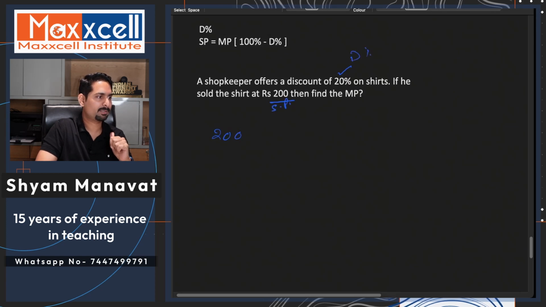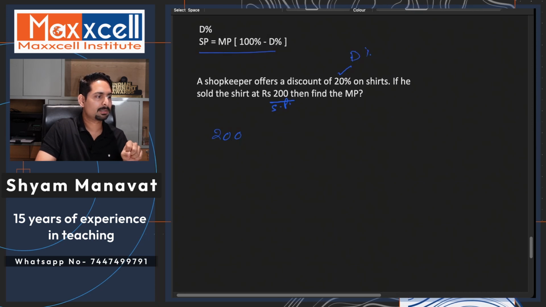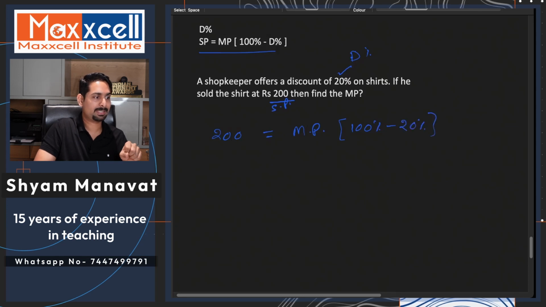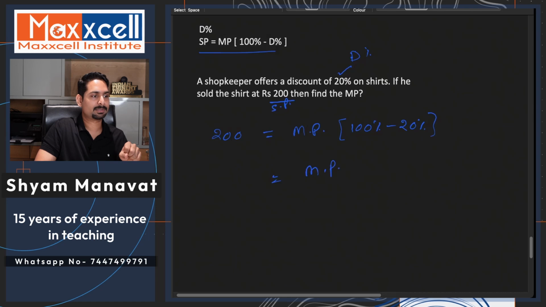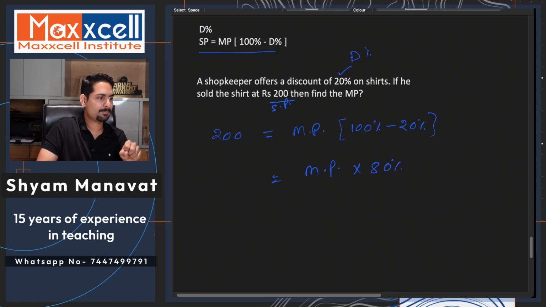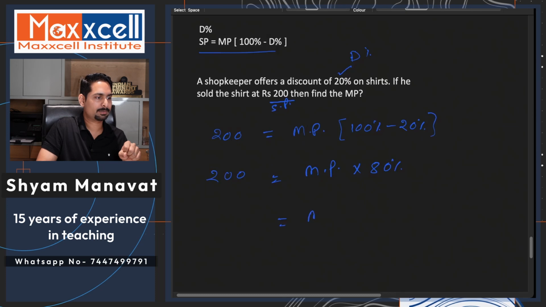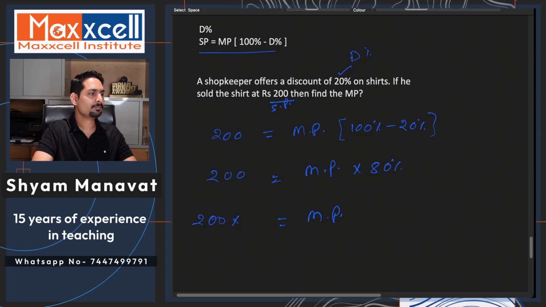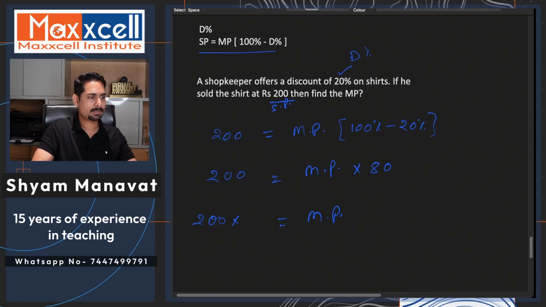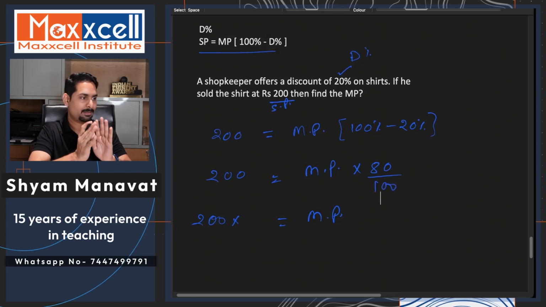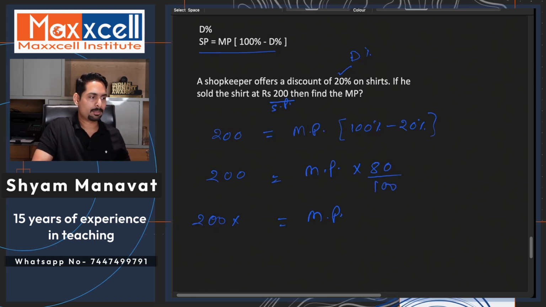Okay. You have the formula in front of you. Replace the values here. Mark price you need to find out. 100% minus discount percent. So 100% minus 20% gives you how much? 80%. So you can write 80% directly. Okay. Now to calculate the mark price, you got 200 into what? 200 into, if I remove the percentage sign, I divide by 100. I take 80 by 100 to the other side. So denominator will become numerator and numerator will become denominator.